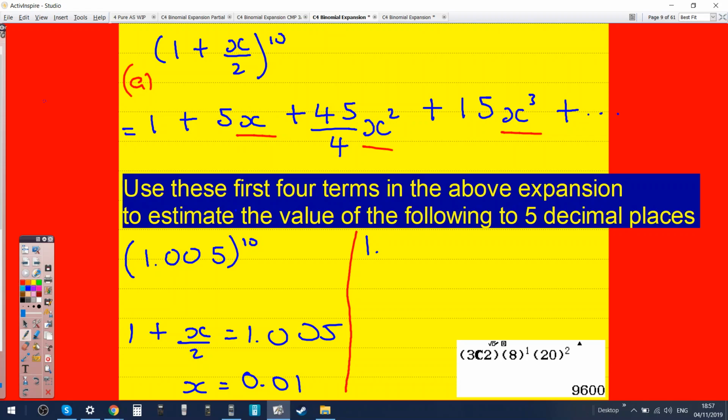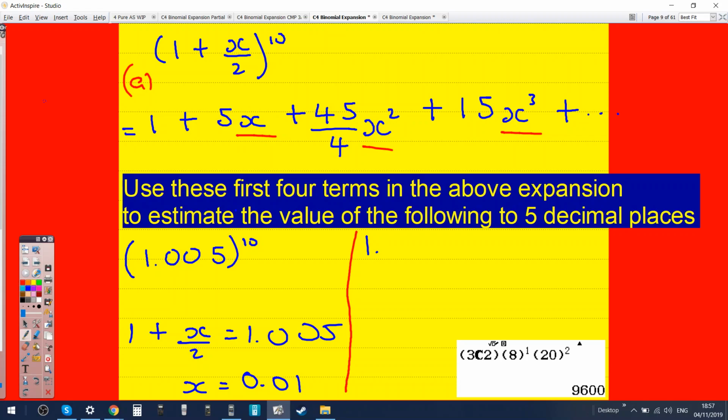Okay, so in this question, essentially what they're asking you is to expand the brackets of that 1.005 to the 10, but only to the 4 terms, and then add them up. Well, those 4 terms you can't add them because they're different x terms.